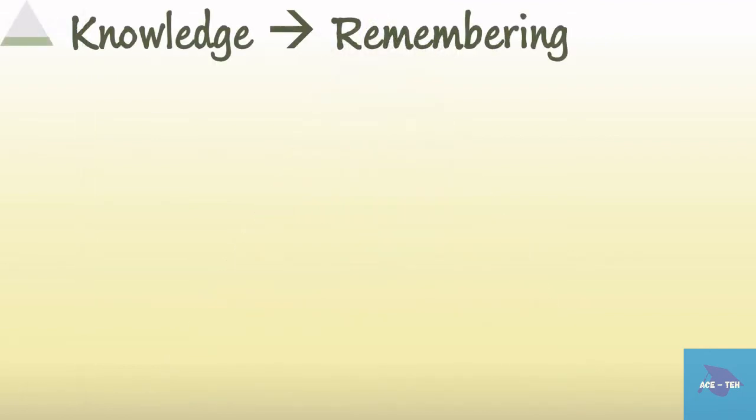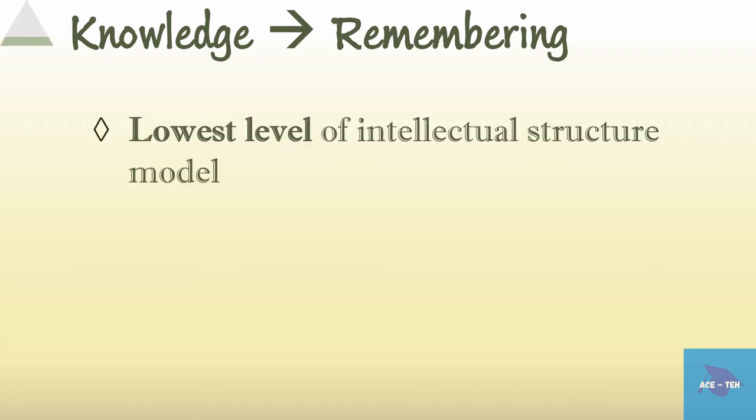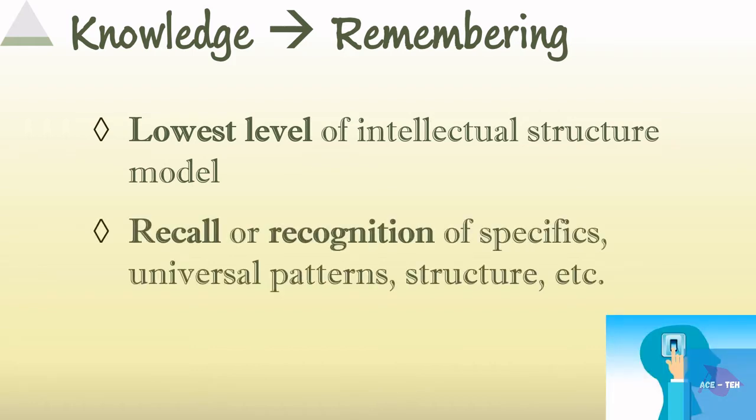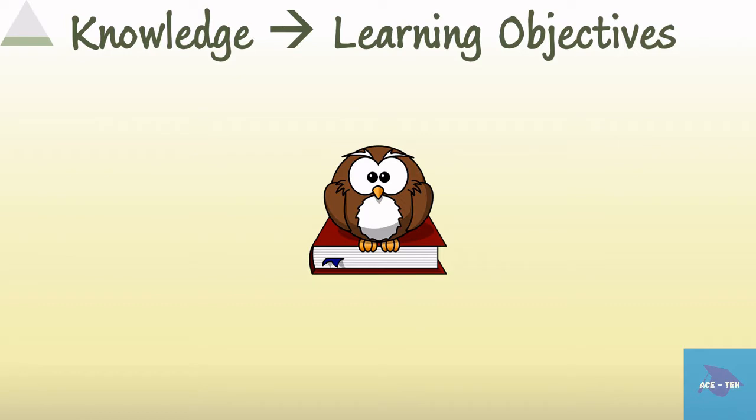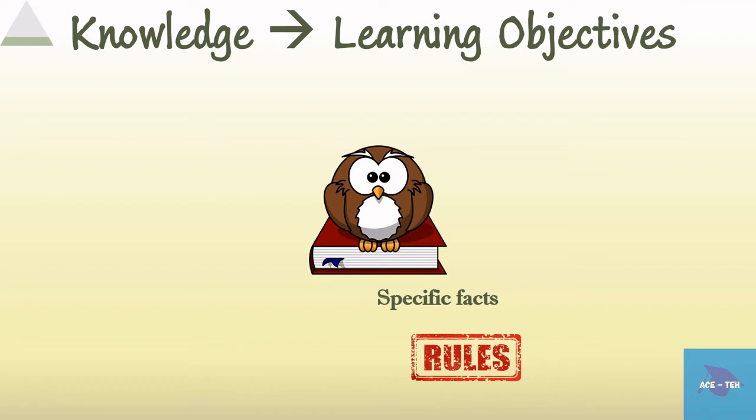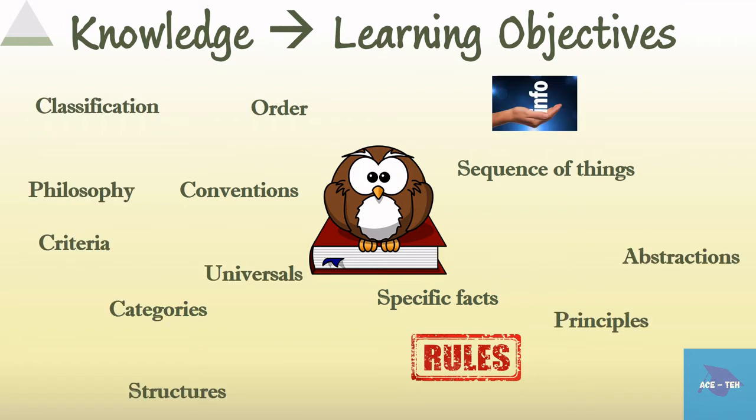Knowledge corresponds to remembering. It is the lowest level of the intellectual structure model. It involves the recall or recognition of specifics, universal patterns, structure, etc. There are many learning objectives to achieve at this level. Here are some of them: knowledge of specific facts, knowledge of rules, knowledge of conventions, of order or sequence of things, classification, categories, established facts and criteria. There goes a list. Basically, it deals with knowledge, knowing things.